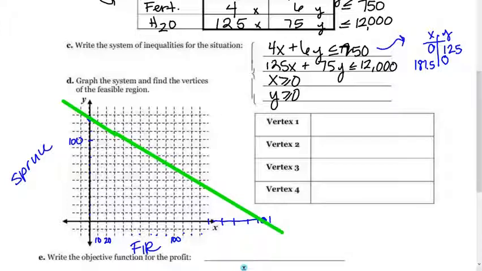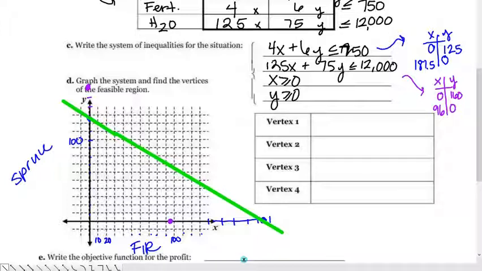Okay, I'm going to do another t-table for my water line, x and y. If I plug in 0 for x here, I believe I get 160, and if I plug in 0 for y, I get 96. So 160, this was 120, 130, 140, 150, 160 way up here, and then 96 would maybe be right here. And so now I'm going to graph this line with these 2 points.